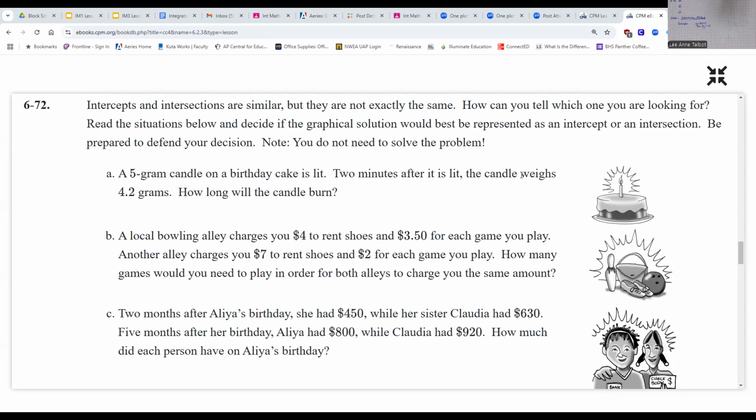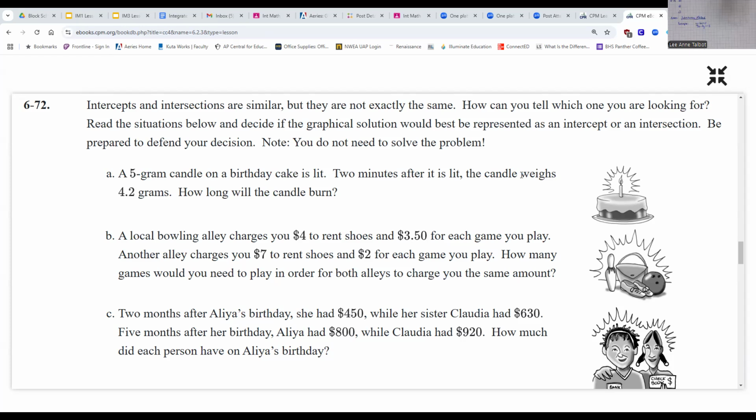Okay, now for 72, this is what we're going to do. I'm going to put up a problem from the CPM book. You're going to read the problem, we'll read it together, and you're going to decide if the problem has to do with an intercept or an intersect. You do not have to do any math. There's no math to do. You're just going to write the word intercept or intersect, depending on which one you think that problem is. And you're just learning this, so if you get them all wrong, it's totally okay.